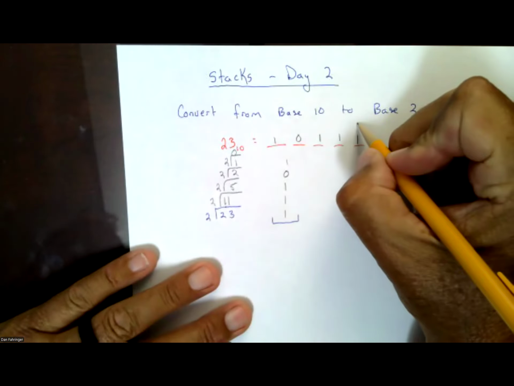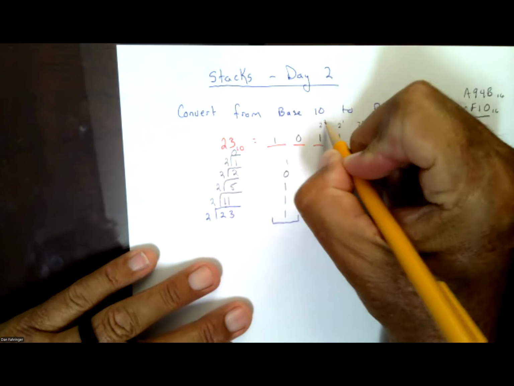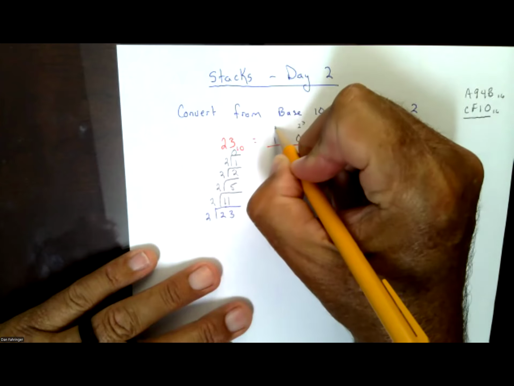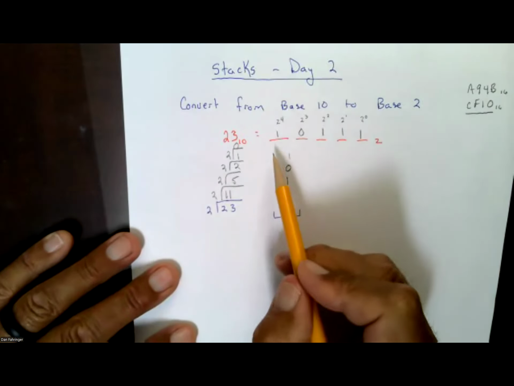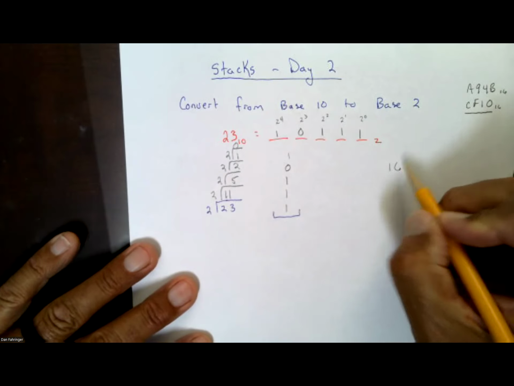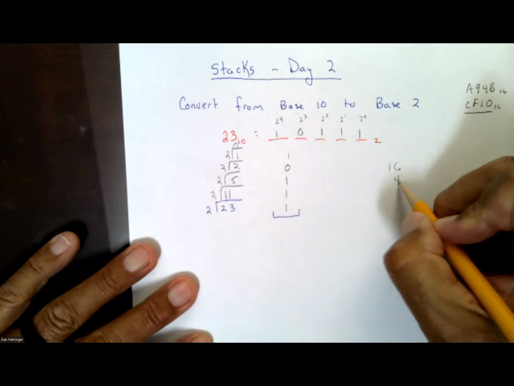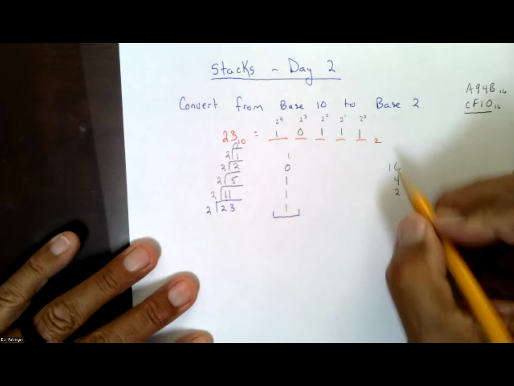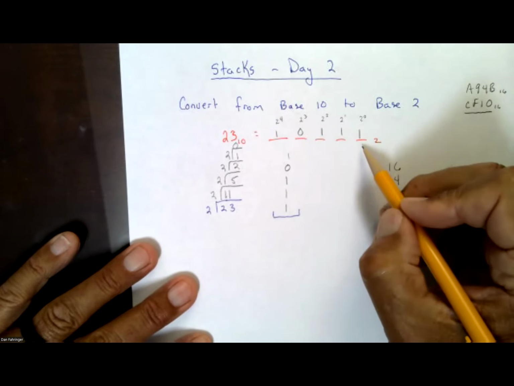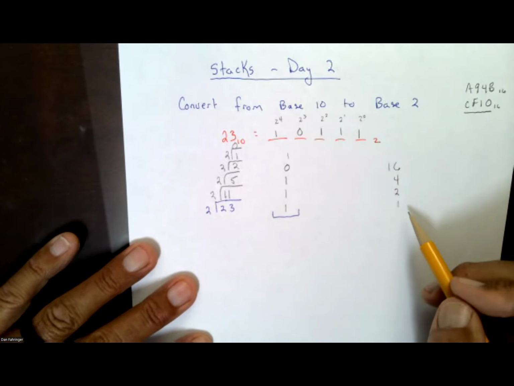Some of you may know this is the 2 to the 0 column, 2 to the first, 2 to the second, 2 to the third, and 2 to the fourth. What is 2 to the fourth? 16. 2 to the third is 8, but there is no 8. 2 squared is a 4. 2 to the first power is a 2. 2 to the 0 power is a 1. So I have a 1, a 2, a 4, and a 16.